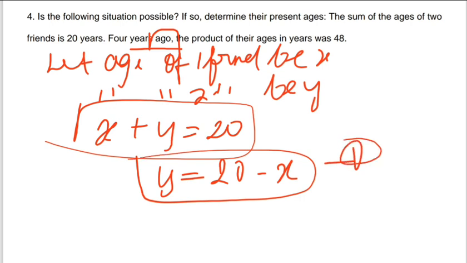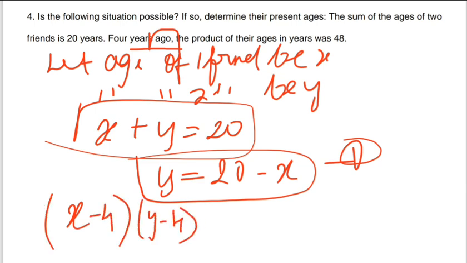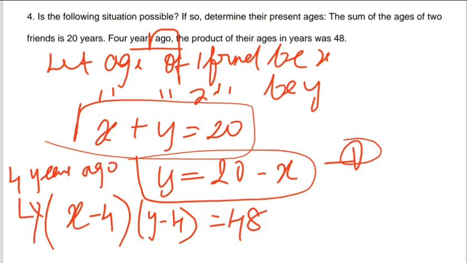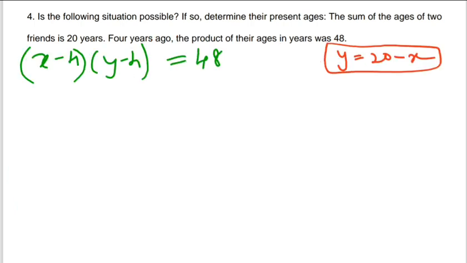And they are saying that 4 years ago, that is x minus 4 and y minus 4, the product is 48. 4 years ago. Ago means we should minus it. Okay. So let's do. So x minus 4 into y minus 4 is 48.